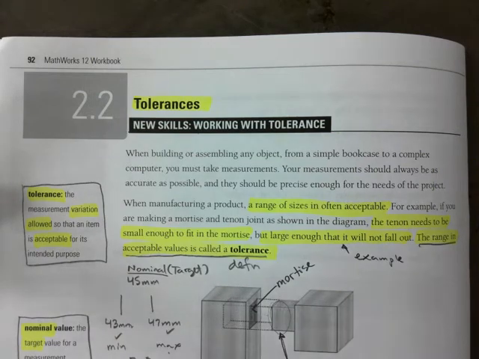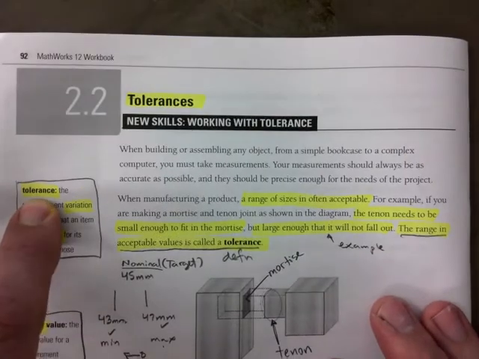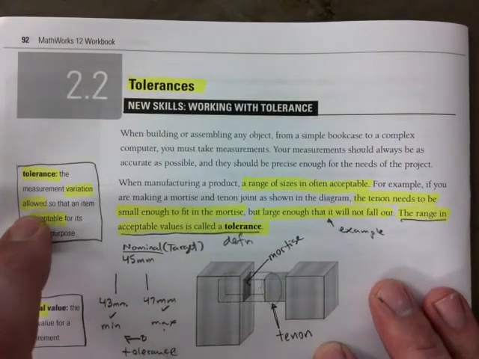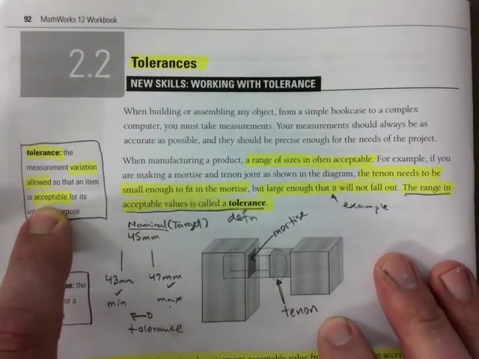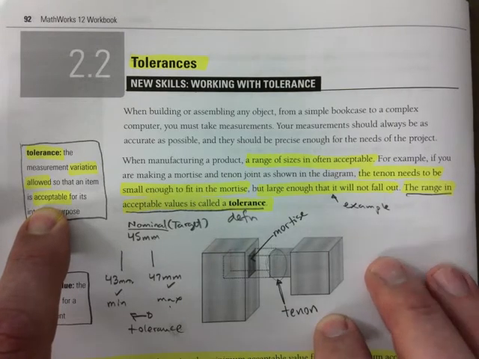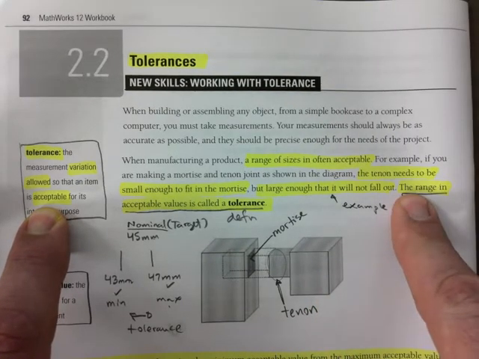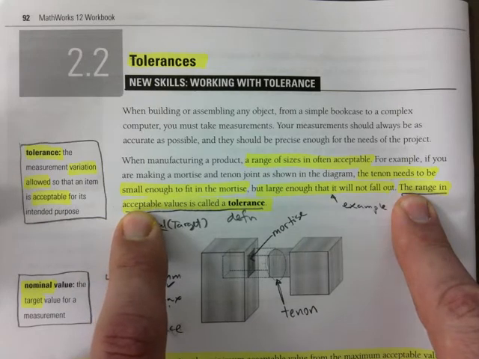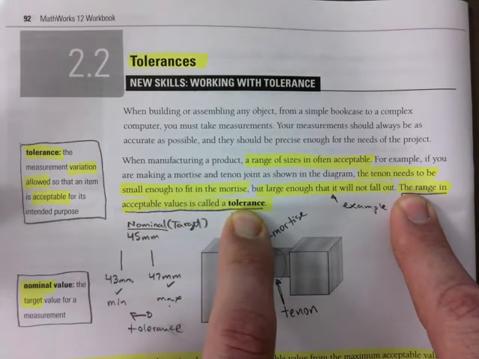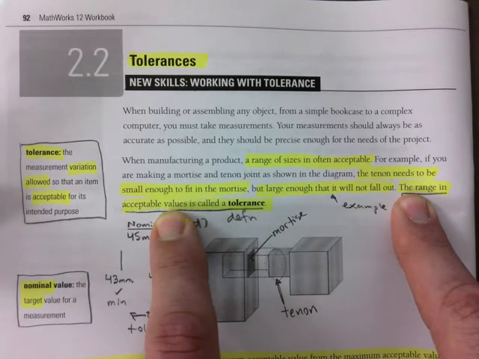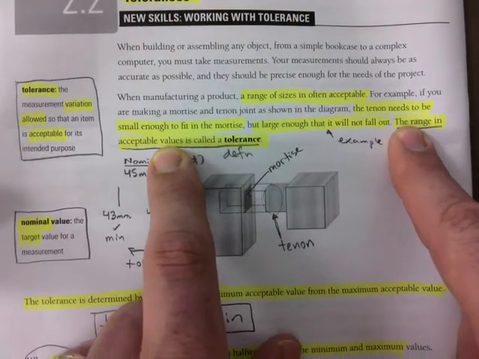Just a quick recap here. Tolerance, right? It's the variation allowed for something to still be acceptable. One way of looking at it. The other way is right here, the range of acceptable values, right? The range of acceptable values, that's another way of looking at it.